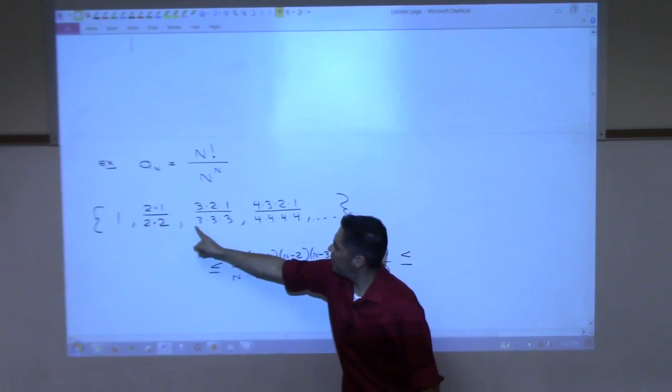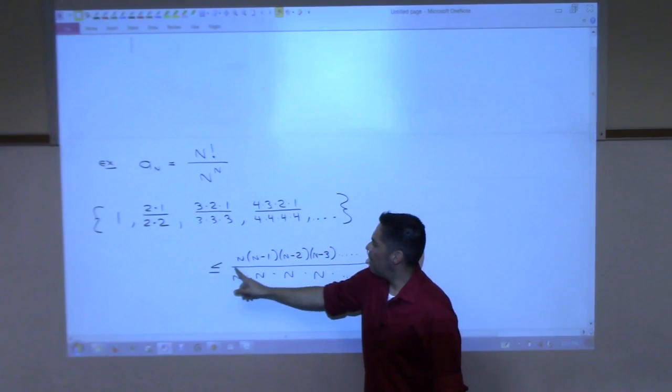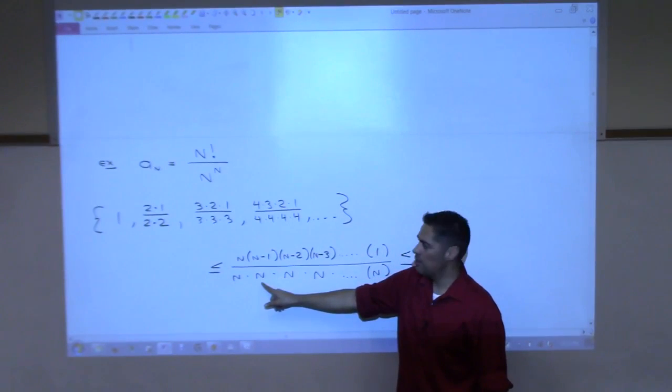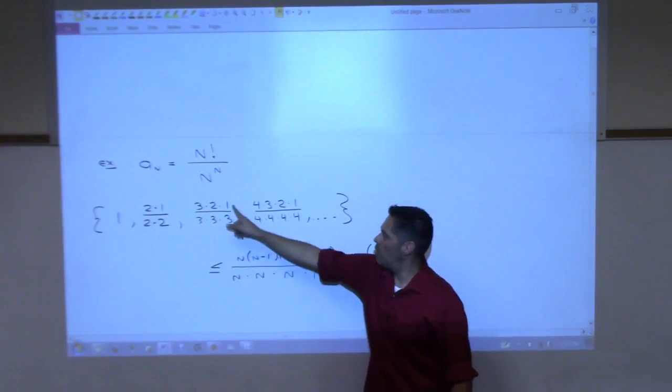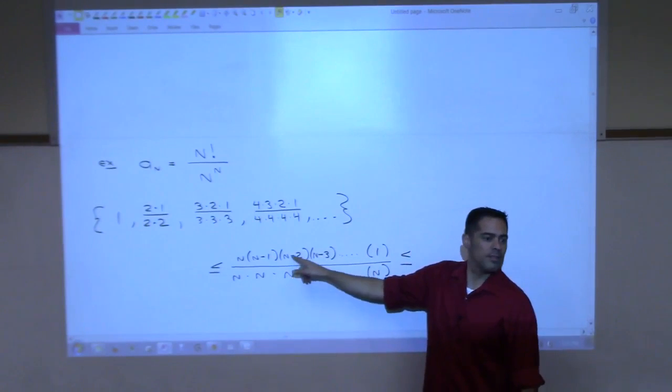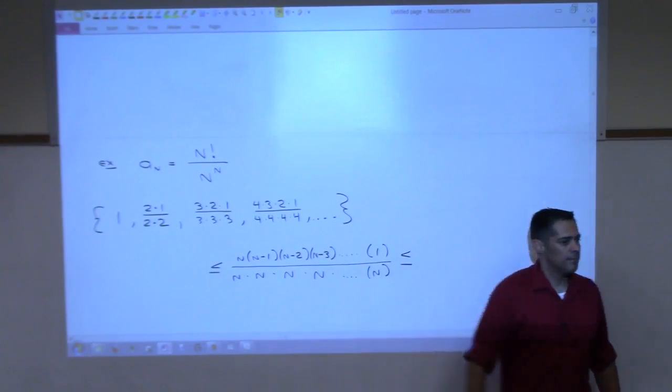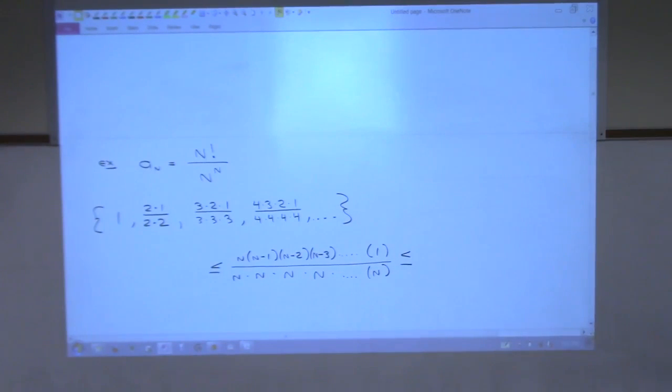So can you kind of see the pattern here? We had n over n, and then this next one is n minus 1 over n, and then this is like n minus 2 over n. So do you all agree with that? I would like to see if I can come up with some sort of restriction on that.